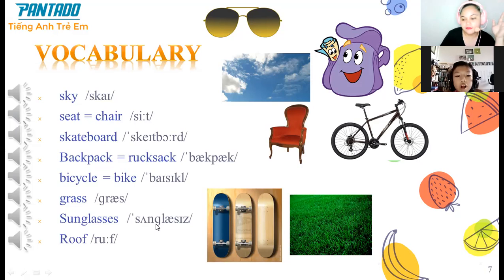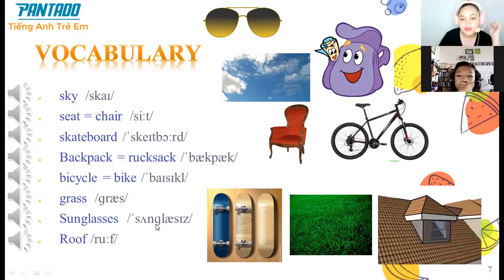All right, last one is? Roof. Okay, so what is a roof? Where can you see that? On top of my house. Very good. You can see a roof in every house, okay? You can find it on top of the house.